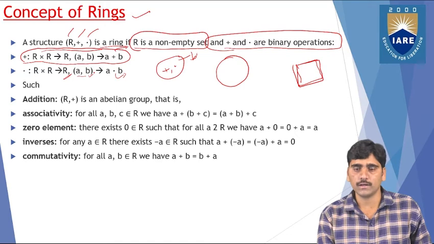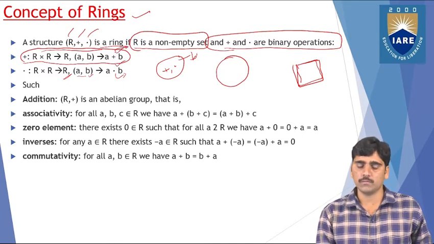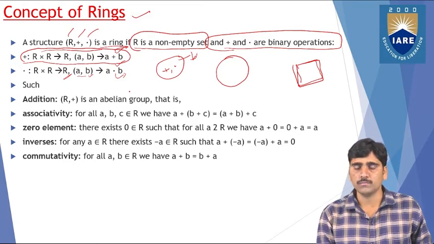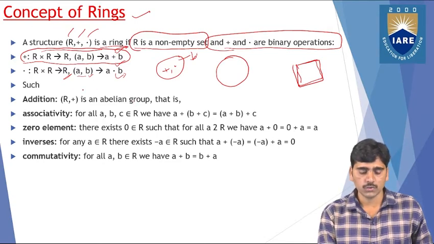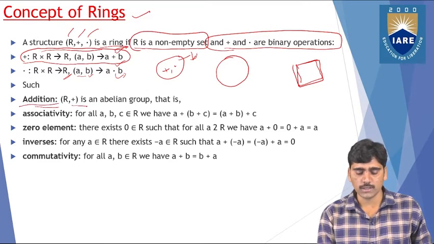That means the ring contains the elements A comma B, and these elements perform the addition operation as well as the dot operation. The dot operation is nothing but the multiplication operation. So both binary operations, plus and multiplication, are performed on the ring. These are the two operations. If you want to show that it is a ring, you need to show that some properties are satisfied. For the addition, R plus is an abelian group.